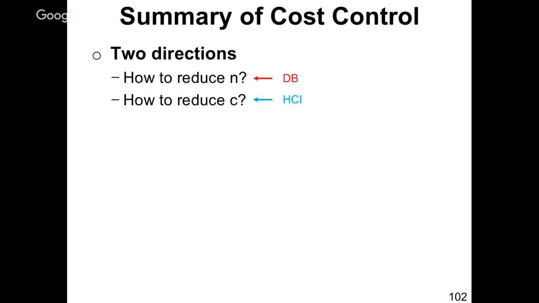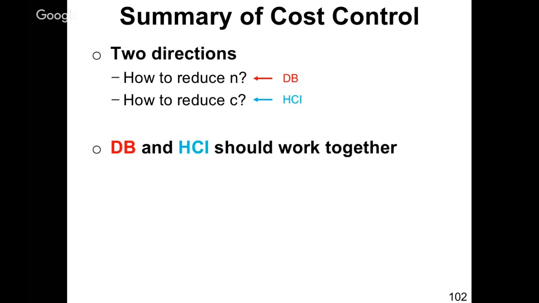All right. So in summary, what I talked about is cost control. There are two directions for cost control. One is how we can reduce the number of tasks. The second one is how we can reduce the task price. Okay? And in the database community, most of the research papers focus on how we can reduce the number of tasks by assuming each task costs the same amount of money. And in the HCI community, they try to optimize the user interface to reduce task price.